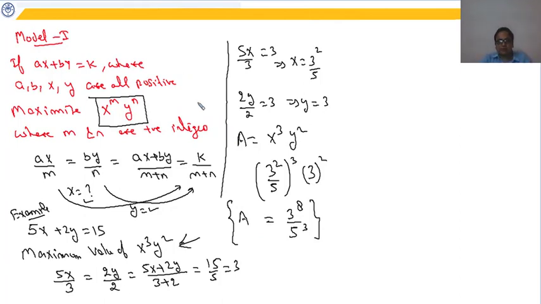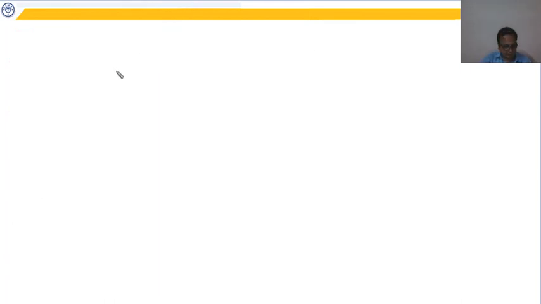Let's solve this by one more method, one more way. Where does this come from? Why are we doing this part? It is given to us 5x plus 2y is equal to 15. And we have to maximize this expression x cube y square.